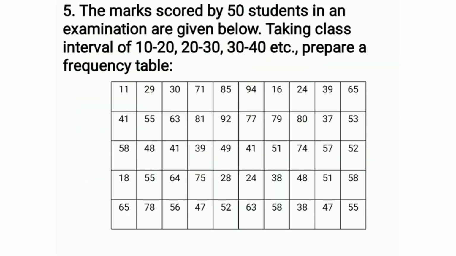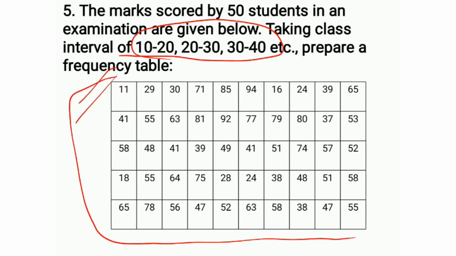The final question of section B. The marks scored by 50 students in an examination are given below. Taking class intervals of 10 to 20, 20 to 30, and 30 to 40, etc., prepare a frequency table. So these are the marks scored by 50 students. Each student's marks are given in a table format, 11, 29, 30, and so on up to 55. We need to tabulate this in a frequency table. So this is a simple question.